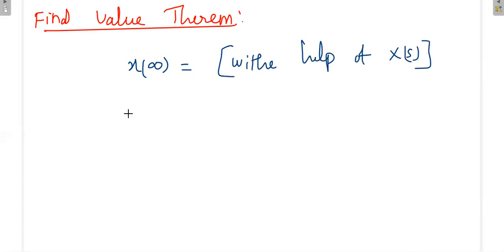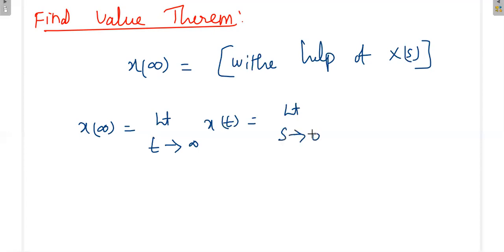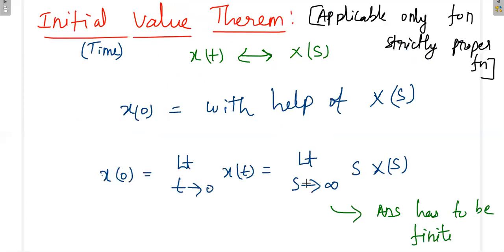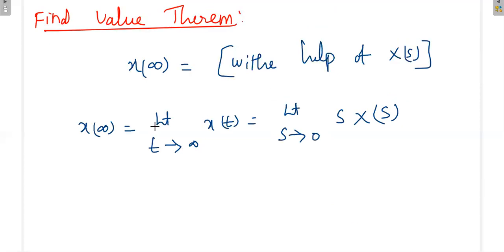What is the final value theorem? x of infinite is equal to limit t tends to infinite x of t, equal to limit s tends to 0 s into x of s. When t tends to infinite, s is going to 0. Previously, when t is going towards 0, s is going towards infinite. That is the change here. This final means always with respect to time. That you have to remember.